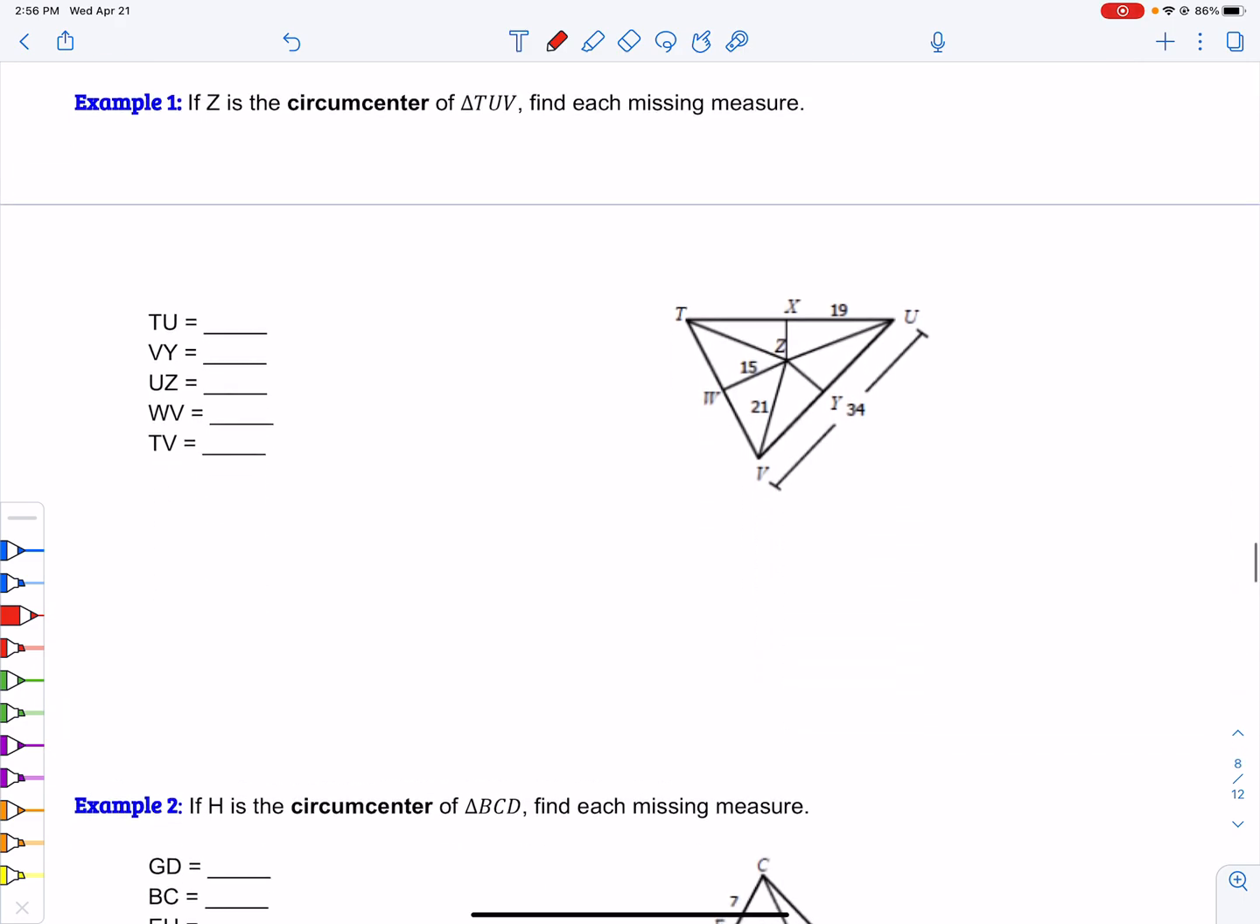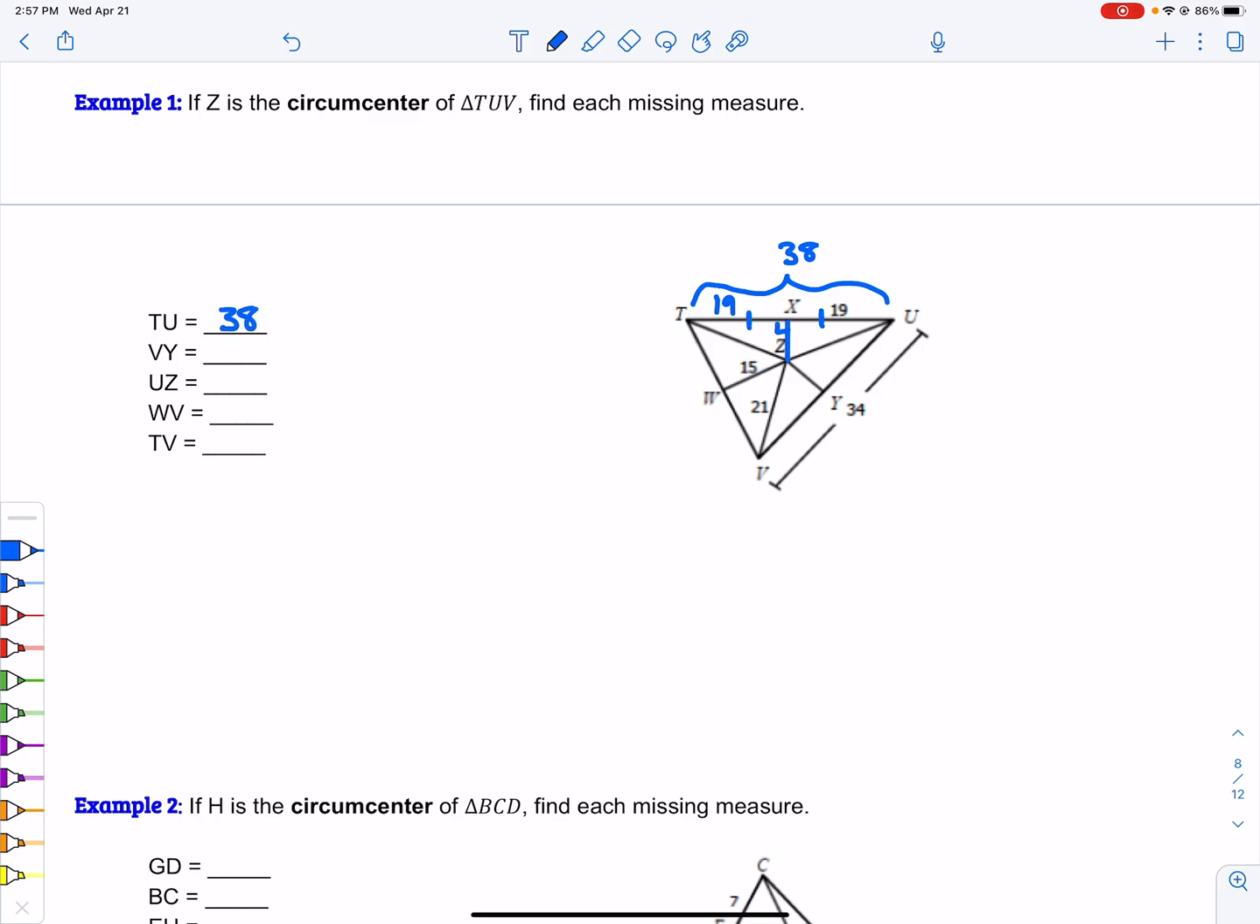So let's look at example 1. If Z is the circumcenter of triangle TUV, find each missing measure. First they told you to find TU. Looking at the figure, TU would be this entire side of the triangle. We know this is a perpendicular bisector that meets that side, because they've told us we have a circumcenter Z. So we know that TX and XU are equal, and they would both be 19. So the total TU would add up to 38.